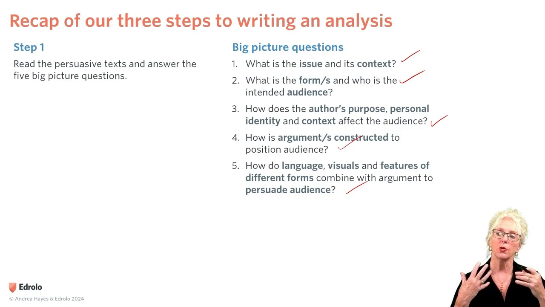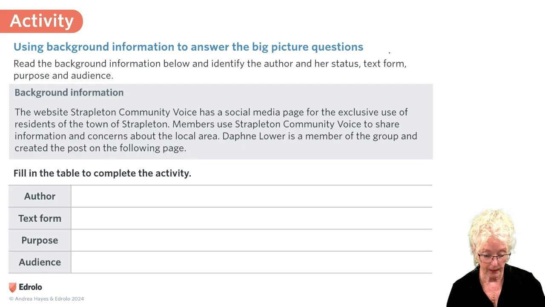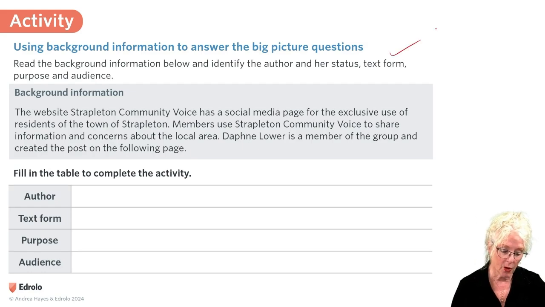Now, you will see the persuasive text that you have to analyse, but before them, there will be the background information. You don't analyse the background information, but you can find out some really important information from it to inform your analysis. So let's look now at the background information and see what you can find out. Read the background information below. Identify the author, her status, text form, purpose, and audience.